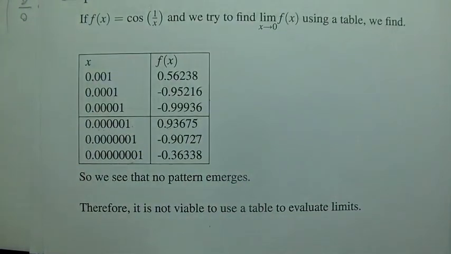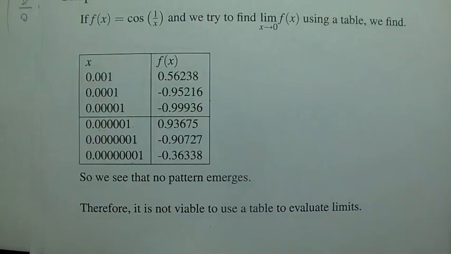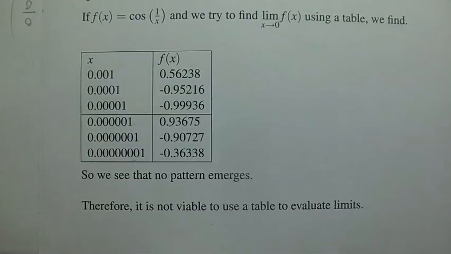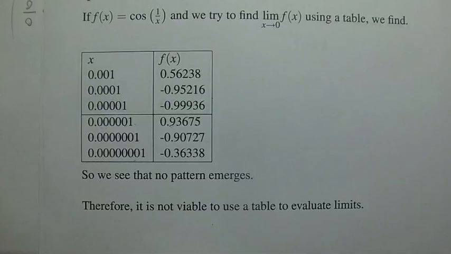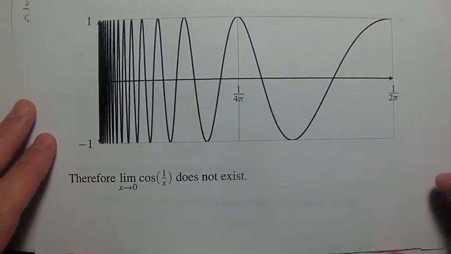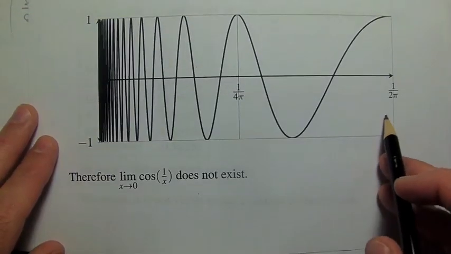What is going on? There's no pattern emerging. Using a table here, we see that no pattern shows up. And this is why tables aren't a great way to evaluate limits. This function has no limit at 0. The limit at 0 is actually undefined. Here's what the graph of this function looks like. Here we're at very small values.